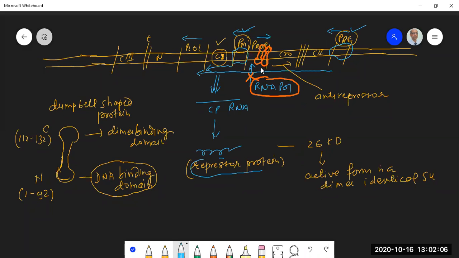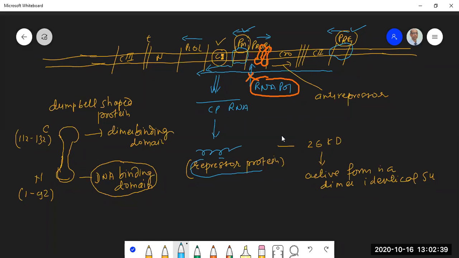Once lysogeny has been established, once the first few molecules have occupied this operator, making sure that RNA polymerase doesn't bind to PR and there is no transcription of CRO, further transcription of CI will take place from promoter PM. RNA polymerase will bind over here and will transcribe CI, and you will have the repressor protein. And this repressor protein will then be maintaining the lysogeny.